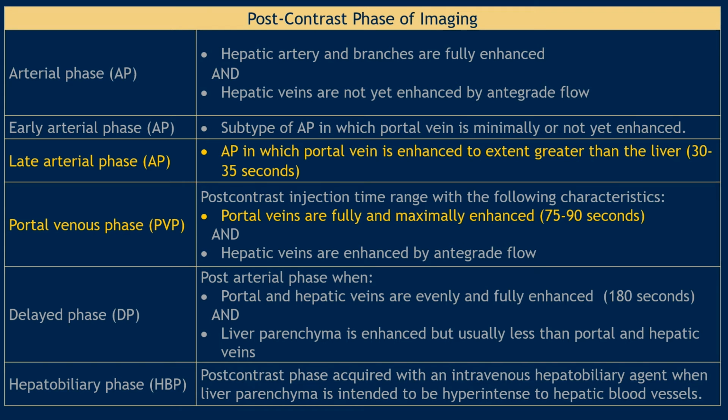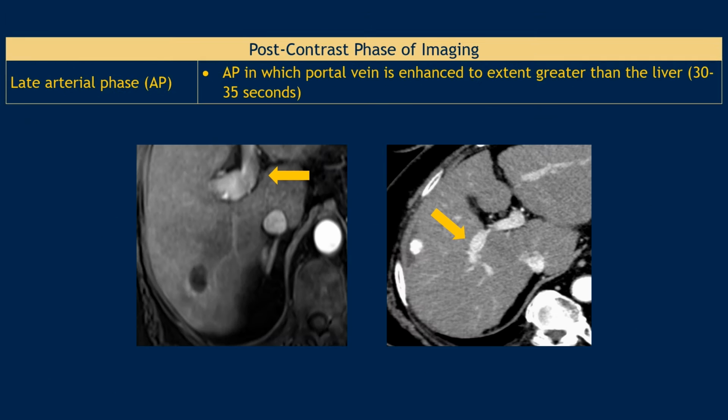The late arterial phase occurs when the portal vein is enhanced to a greater extent than the liver, usually at 30 to 35 seconds. So as you can see here, the portal vein is brighter than the liver in both of these images, and you can see the aorta is very bright. This is a late arterial phase image.